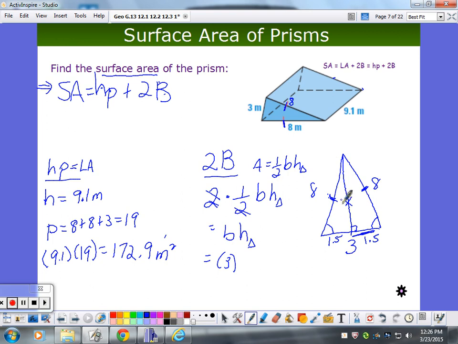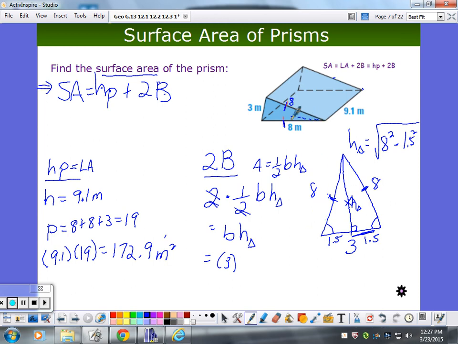Why do I care about that? I'm trying to find the height of the triangle. That's this. If I have a right triangle and I know 2 of the sides, how do I find that third side? Yeah, Pythagorean theorem. Where's my hypotenuse? This guy, the 8. So if I want this h of the triangle, it's going to be the square root of 8 squared minus 1.5 squared. And I'm just going to pause for a second. Who's following? This is a bit confusing. If you have a question, please ask.